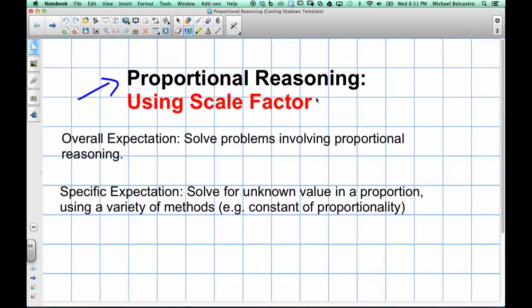We're going to be looking at proportional reasoning, and the method we're going to use to solve this question is a scale factor. It's also known as the constant of proportionality. Both of those are interchangeable. The overall expectation is to solve problems involving proportional reasoning, and the specific expectation is to solve for an unknown value in a proportion using a variety of methods.